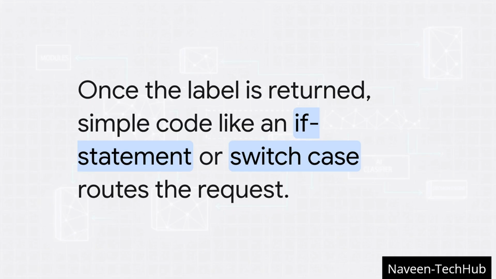And once the LLM returns that one single label, the rest is just simple programming. You can use a basic if statement or a switch case in your code, just like you normally would. So if the label you get back is order status, you run your function to call the order API. If it's returns, you kick off the return process. The AI's decision directly triggers a predictable action in your code.